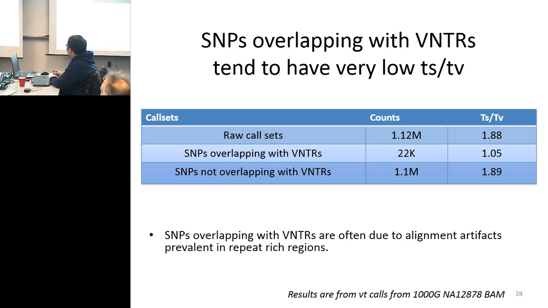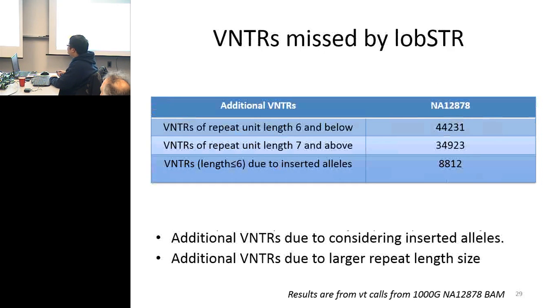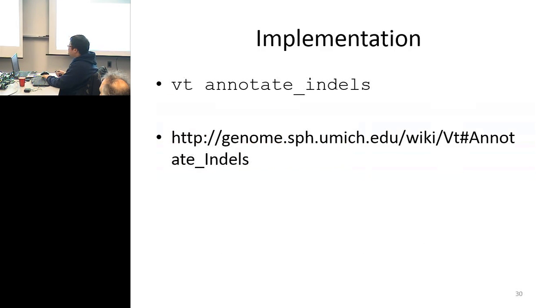Finally, because we work with the indels directly, lobSTR depends only on short tandem repeats of repeat unit length 6 and below. We actually detect more than that. So there is some value in being able to process the indels afterwards, instead of depending strictly on a reference set of tandem repeats. This is implemented in the program Annotate Indels. You can see this in the wiki later. I'll show it a little bit.